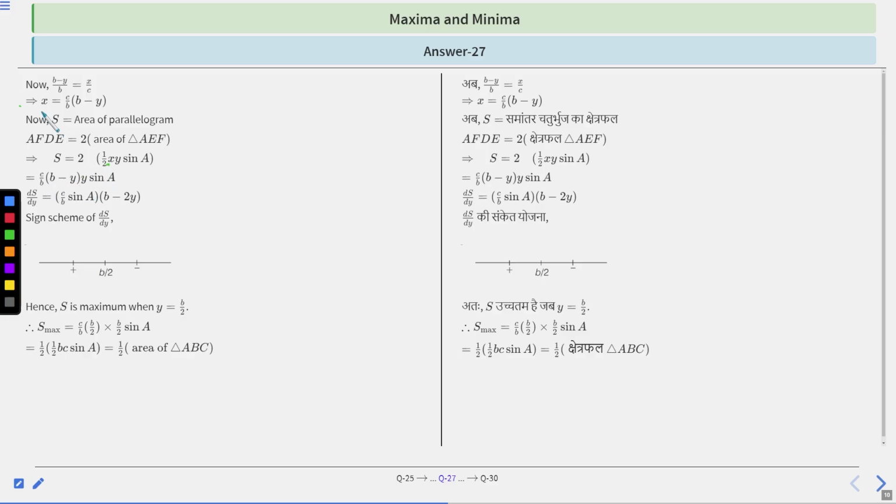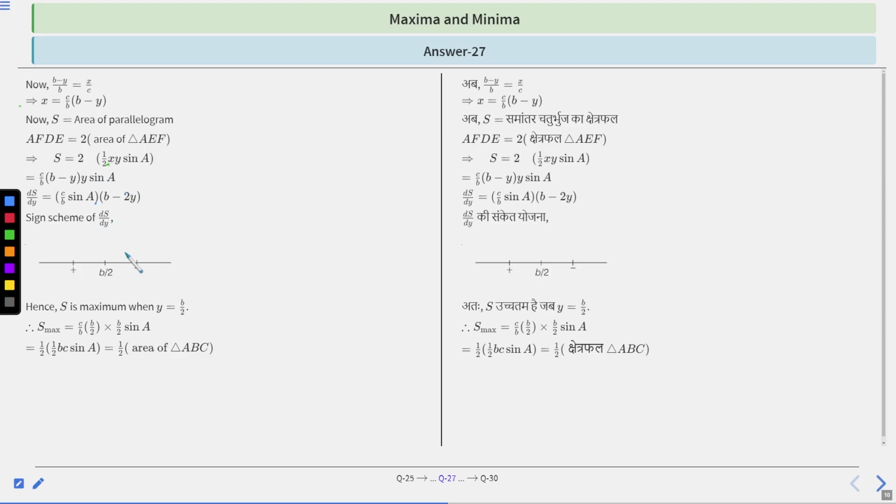Now let's put x as C by B into B minus Y. So the area S is equal to C by B into B minus Y into Y sin A, right? Since angle A is constant, sin A will be constant. So we have S in terms of Y. Now we can find dS upon dY, which is basically C by B sin A into B minus 2Y.